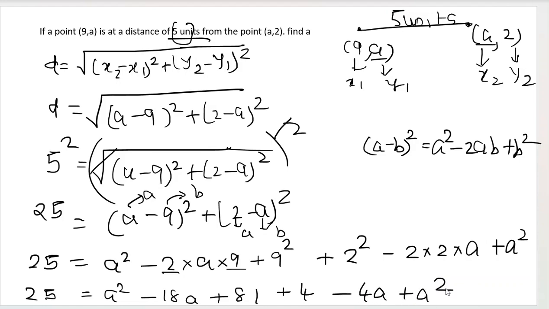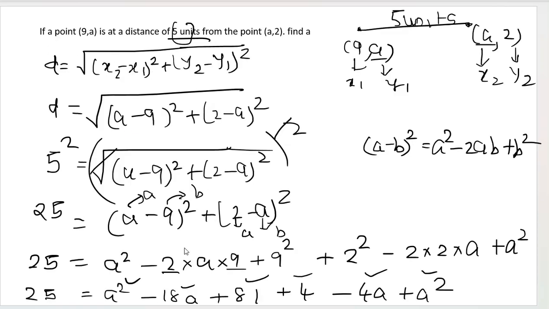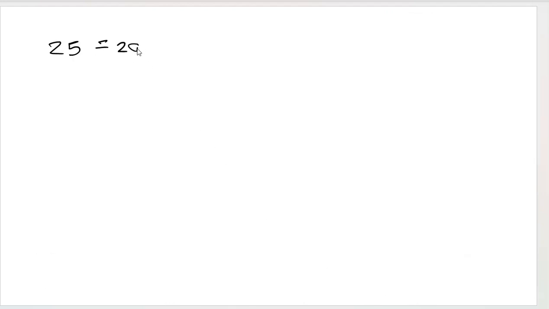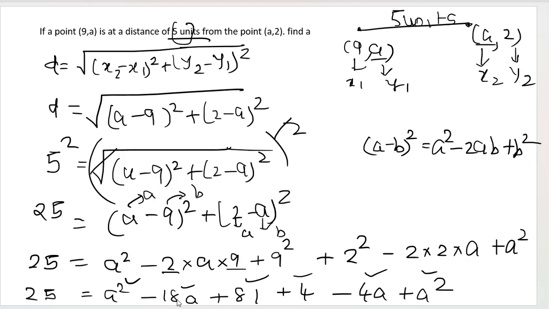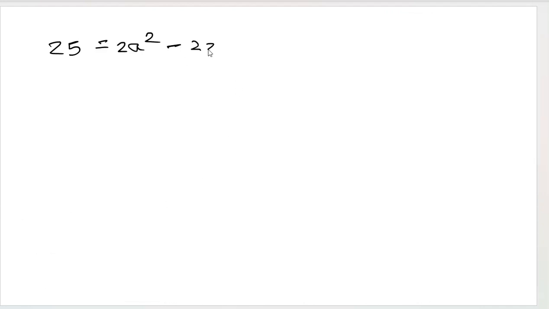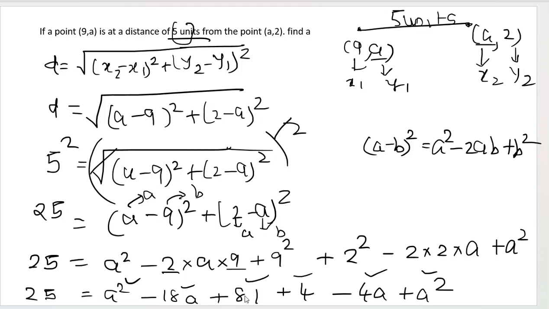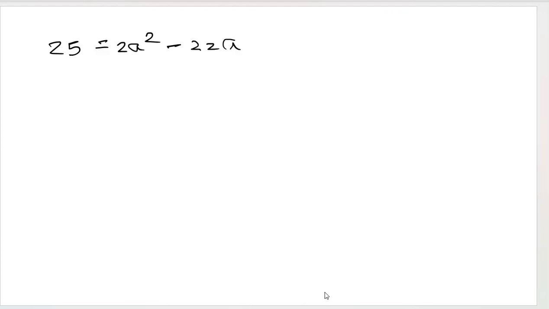Now I combine the a square terms together, all the terms with a together, and the numbers together. On this side I have 25. When I combine this a square with this a square, I get 2a square. When I combine minus 18a and minus 4a, since both are minus, I add and then put the sign of the greater number, so I get minus 22a. Then I add the numbers, 81 plus 4 will become 85.